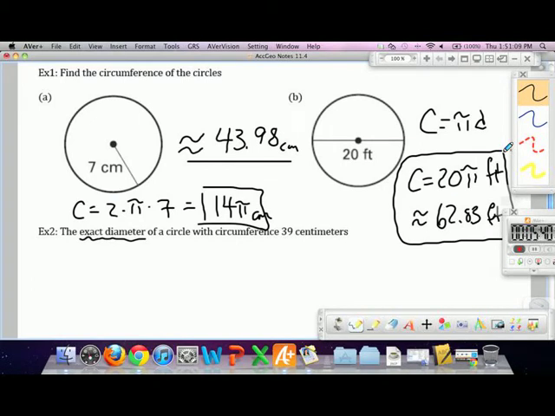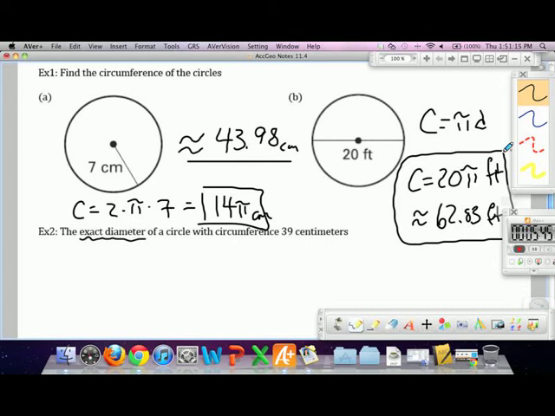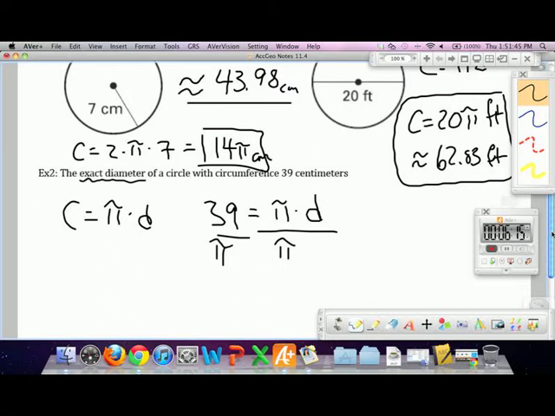So the next one, I say the exact diameter of a circle with circumference of 39 centimeters. So I know the circumference is equal to pi times the diameter, or 39 centimeters is equal to pi times the diameter. So the exact diameter in this case, divided by our favorite constant of nature, pi, and we end up with diameter is exactly 39 over pi centimeters.